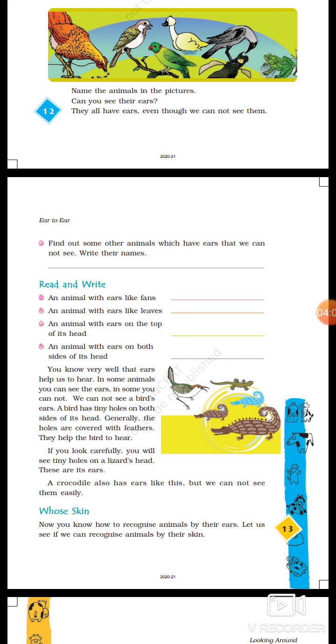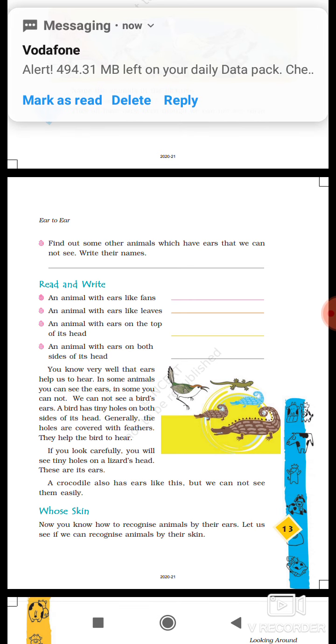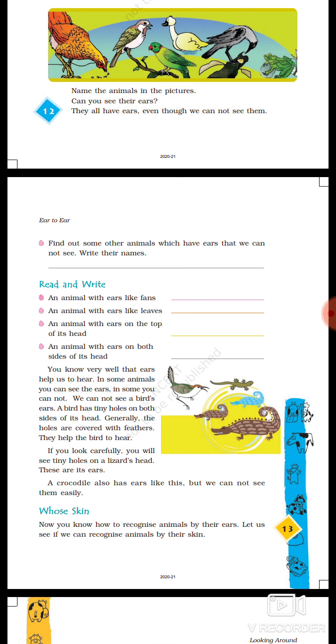You know very well that ears help us to hear. In some animals you can see the ears, in some you cannot. We cannot see a bird's ears. A bird has tiny holes on both sides of its head. Generally, the holes are covered with feathers. They help the bird to hear.